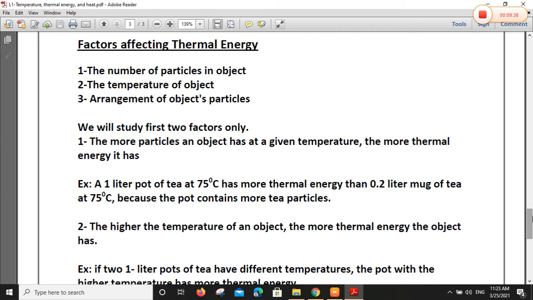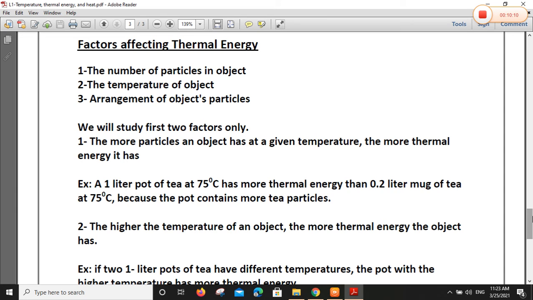Sure. So a 1 liter pot of tea, 1 liter means 1000 cubic centimeters, at 75 Celsius degrees has more thermal energy than 0.2 liter, which means 200 cubic centimeters. So 1000 at the same fixed temperature, 75, has more thermal energy than 0.2. Sure, miss. Because the bigger one contains more particles.